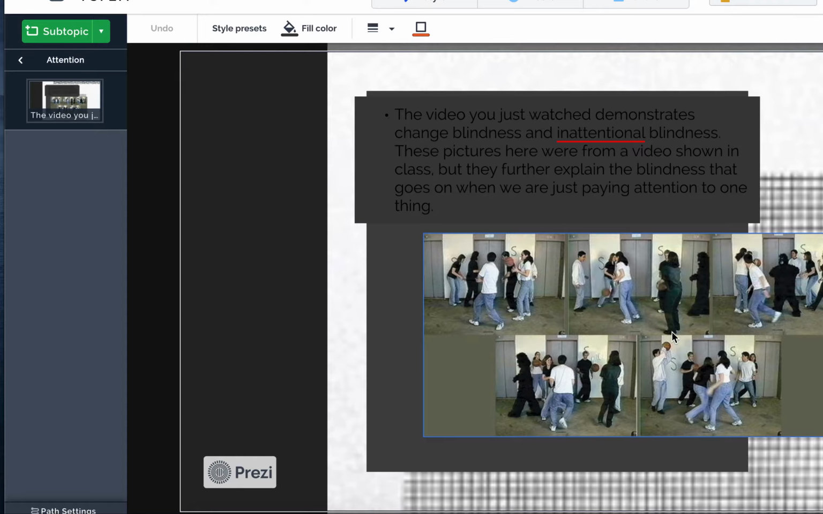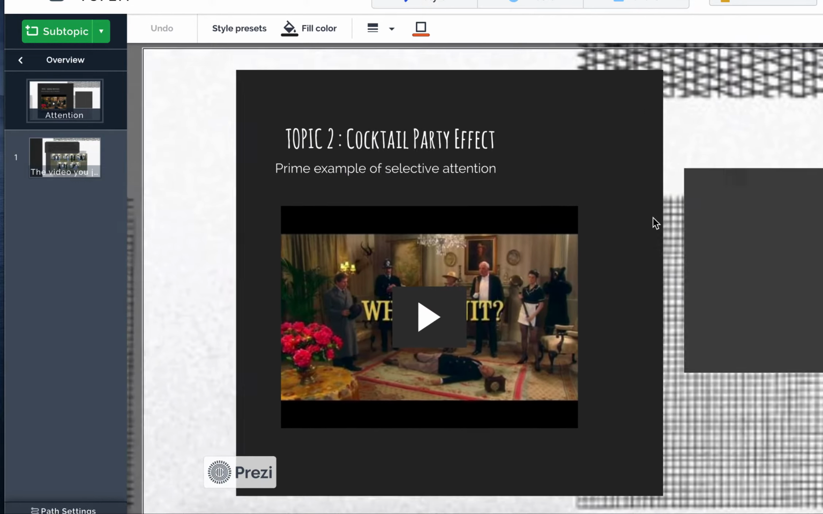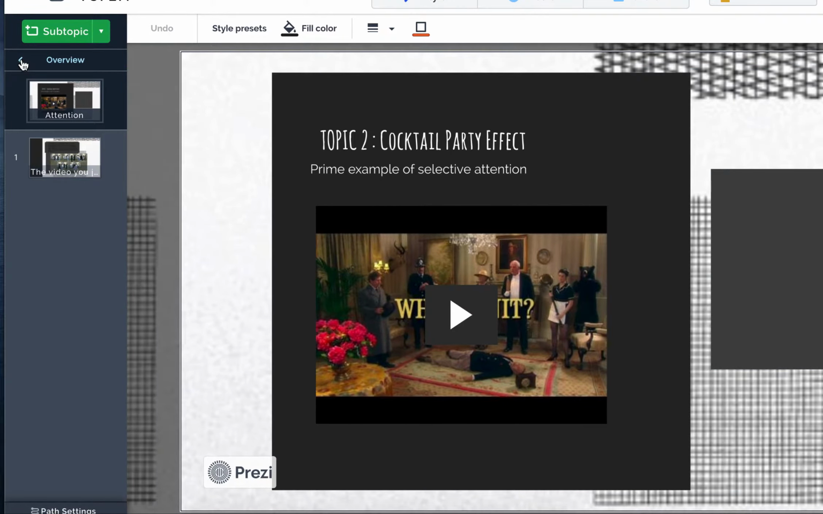This is also a problem. It shows up in everyday life, in accidents. A lot of times we're paying attention to one thing on the road, and we're not really paying attention to everything around us. And sometimes that can cause problems and accidents.